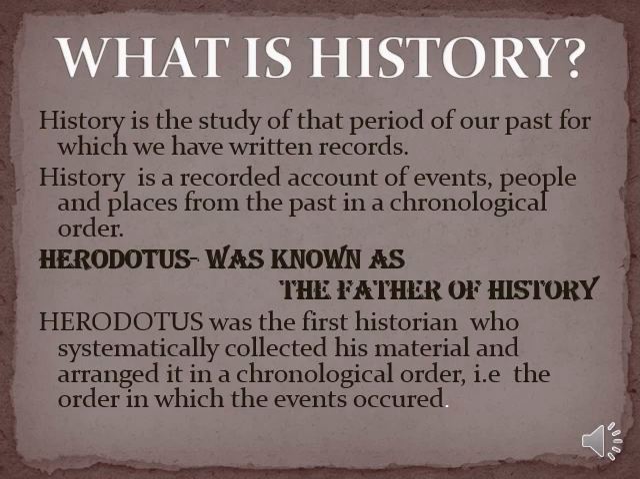Chronological order means, children, the order. Suppose you are a child. All of a sudden you did not become a child. First of all, you take birth, then you become a toddler, then you become a young child. This is called a systematic order, or you can say a chronological order.